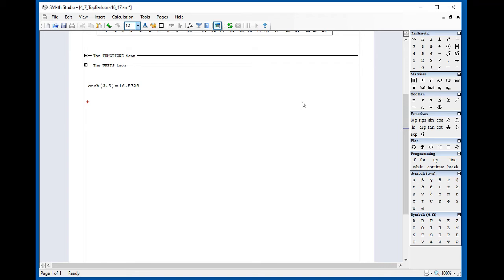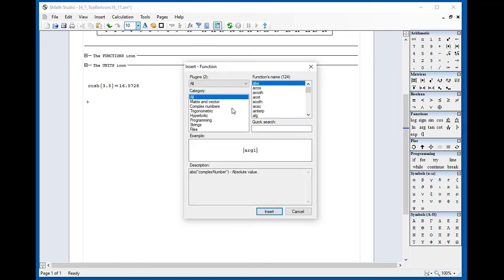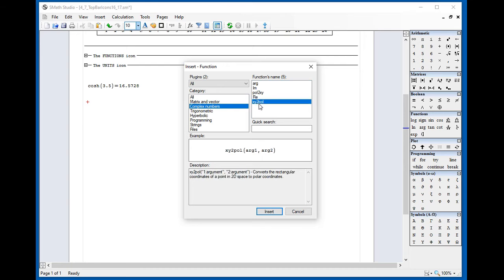I'm going to show you another example of functions here, and that would be the complex number functions. X, Y to pole, that means convert from Cartesian XY to polar coordinates. The call of the function is XY to pole. The arguments 1 and argument 2 convert the rectangular coordinates. It doesn't give you a lot of information in here on how exactly the function works. You've got to figure it out from what you know.